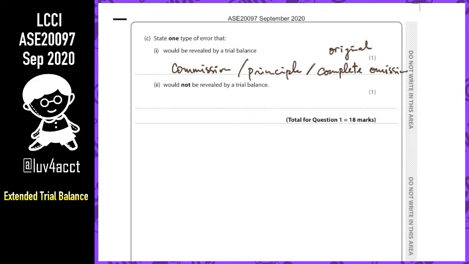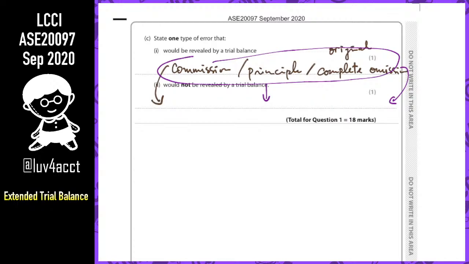Sorry, I am so sorry. This would go into the next one. Why am I making such mistakes? So be careful. This goes to the second one, would not be revealed because these errors fulfill the double entry system. So which would be revealed by our trial balance?